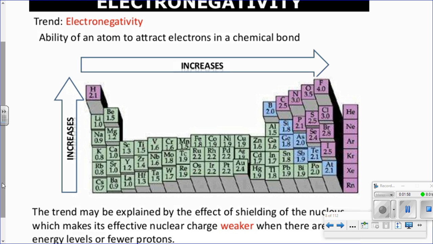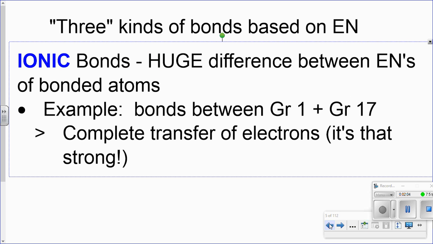Okay, so when we take a look at these types of bonds with electronegativity in mind, we have to think that there are, quote, three kinds of bonds based on electronegativity. Now, there's really just two: ionic and covalent, but we're going to break the covalent bonds down into two further subcategories called polar and nonpolar covalent bonds.